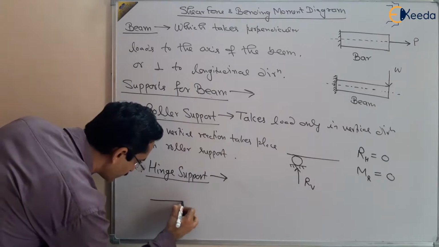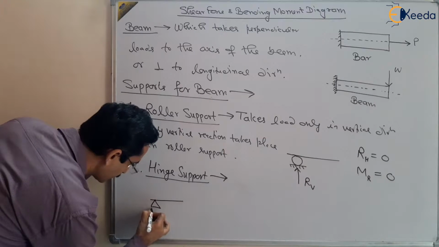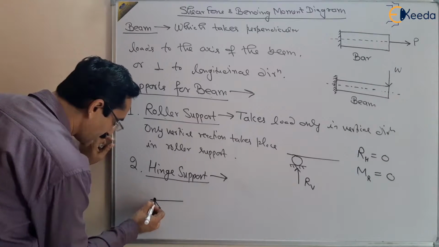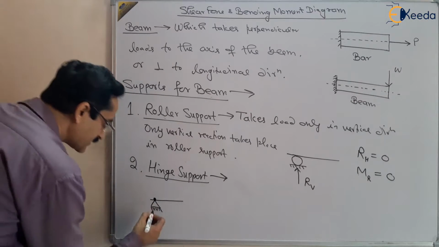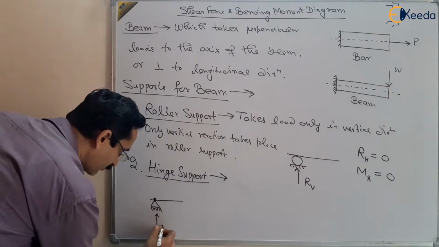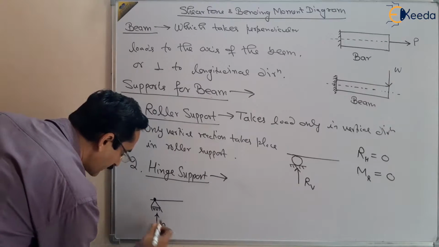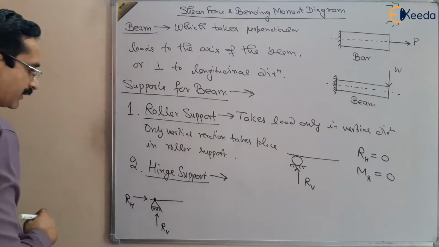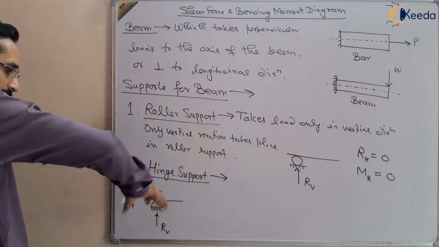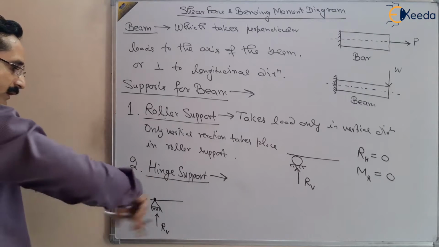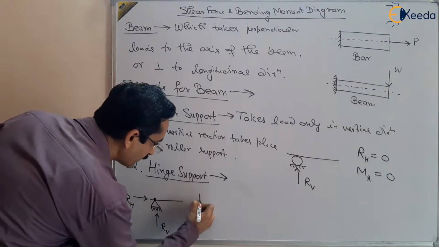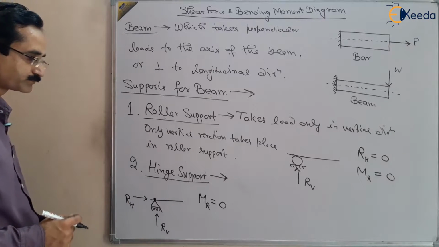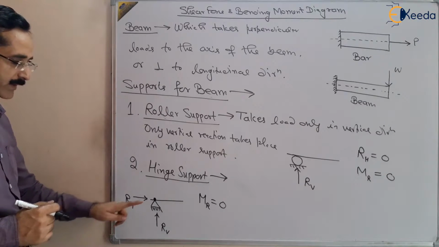I am making the diagram of this hinge support like this. This is the way of denoting the hinge support. This is hinge at this point, right? So it will resist the vertical movement of this body, and also it will resist the horizontal movement of the body, right? But it will not resist the rotation. It will move clockwise or anti-clockwise, right? So there will be no resisting moment in this support. Hinge support takes horizontal and vertical reactions.